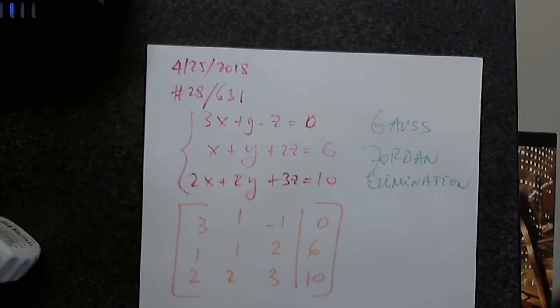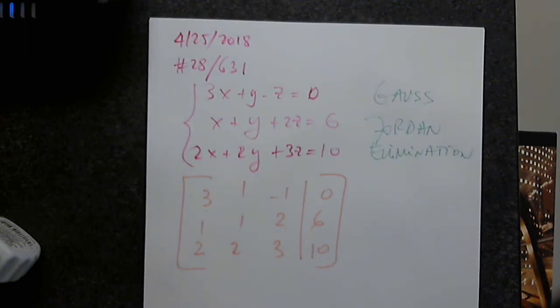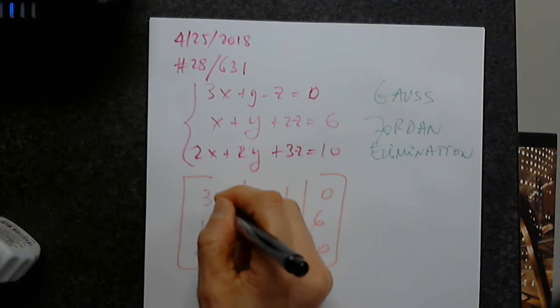Remember, there are only 3 operations allowed. I can swap rows. I can divide or multiply one row, both sides, by anything non-zero. Do not ever say that you're multiplying by 0. And the third one is I multiply this row by 5 and add it to the second row. These are the only 3 allowed operations. So I need the 1 in here.